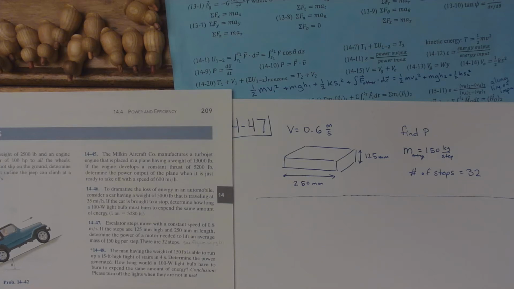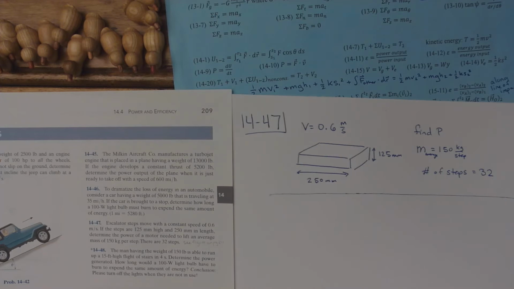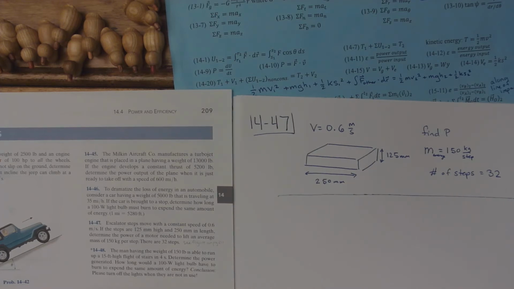This is problem 47 from chapter 14. Escalator steps move with a constant speed of 0.6 meters per second. If the steps are 125 millimeters high and 250 millimeters in length, determine the power of a motor needed to lift an average mass of 150 kilograms per step.